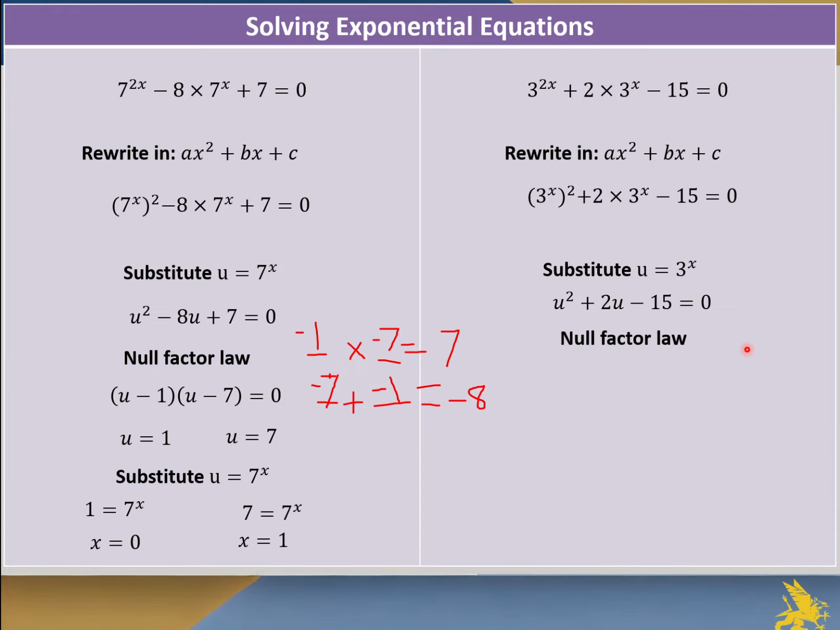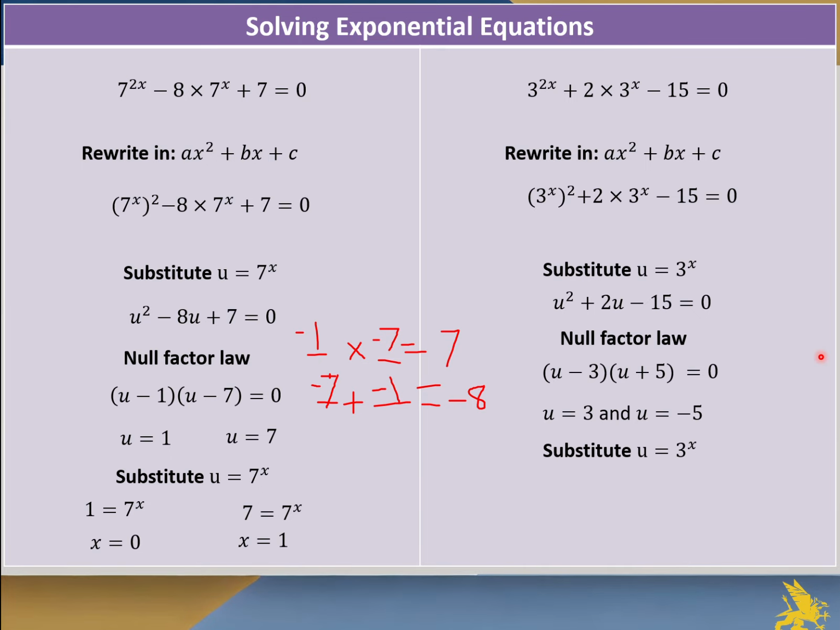We will use null factor law again, but I can easily see it's going to be 3 and 5, and then 3 will be negative. So -3 plus 5 is equal to 2. Because it's a monic, I can just quickly jump to this step instead of grouping. That gives me u is equal to 3 and u is equal to -5.